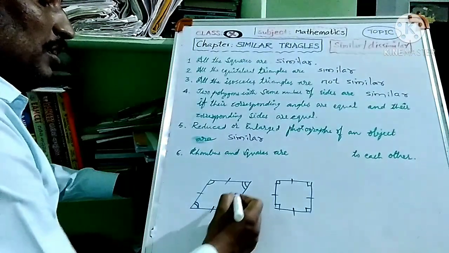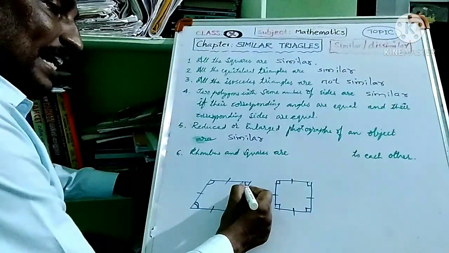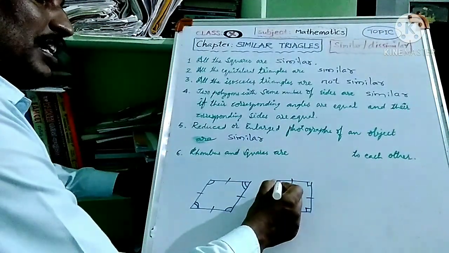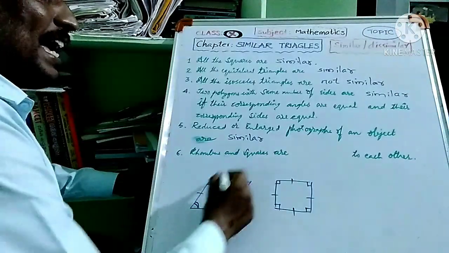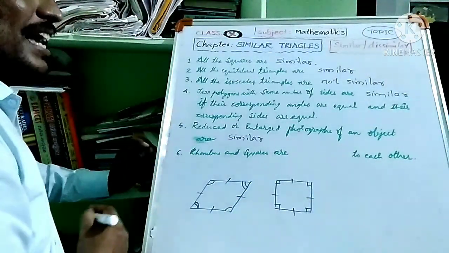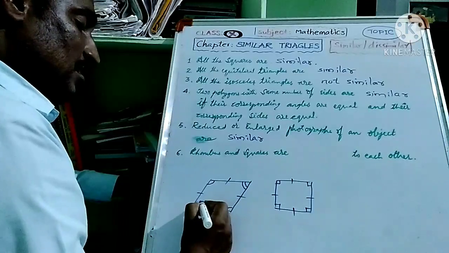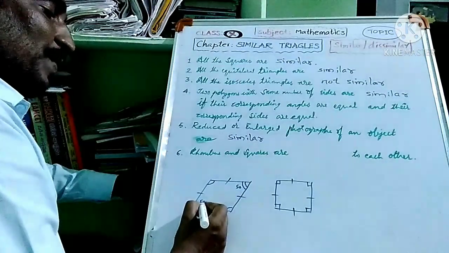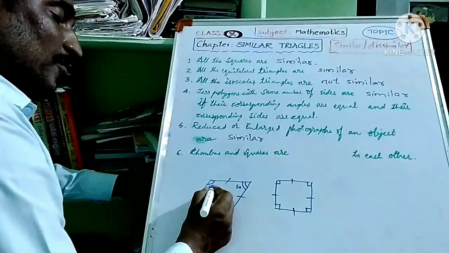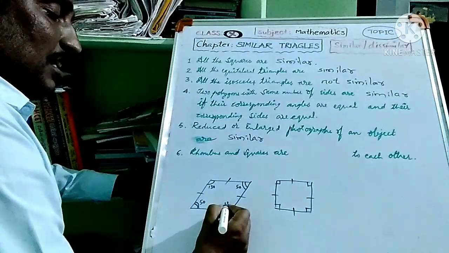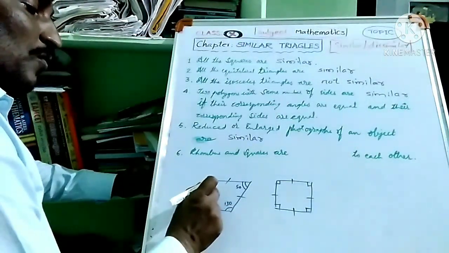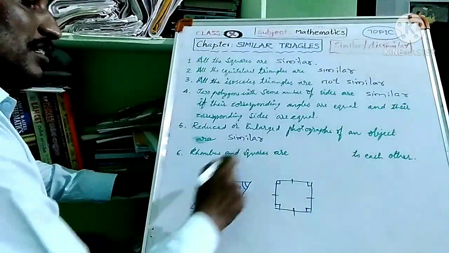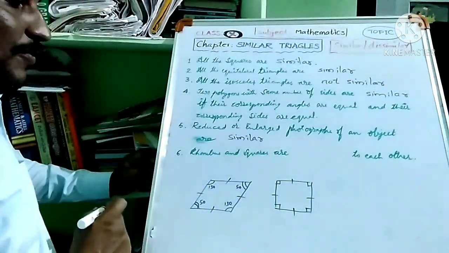So what do you observe? This angle and this are corresponding angles. This and this are corresponding angles only. But when we compare, the corresponding angles are not equal. Suppose this much is 50 degrees. This is also 50. Next, this much is 130, so 130 and 50 total 180, so this much is also 130. So what do you observe? 130, here 90. 50, 90. 130, 90. So corresponding angles are not equal.